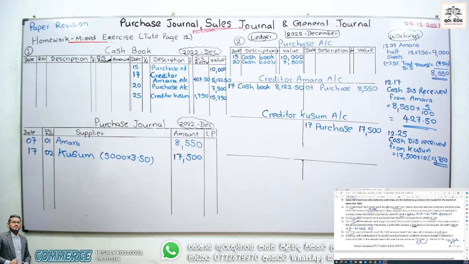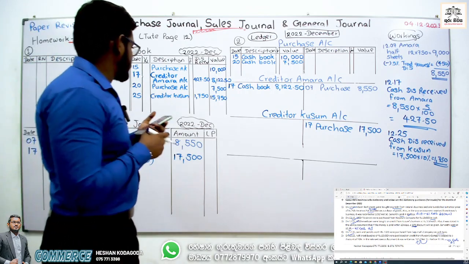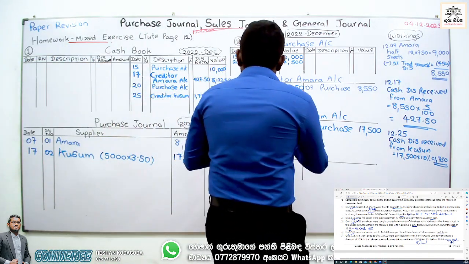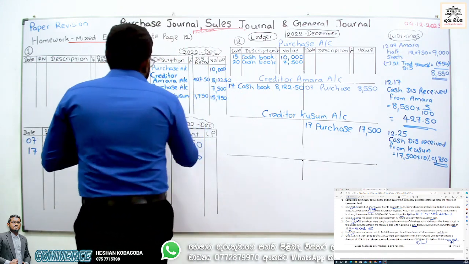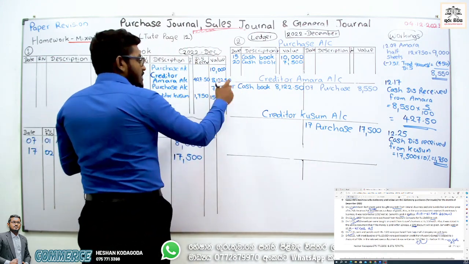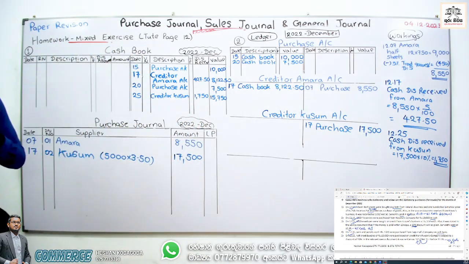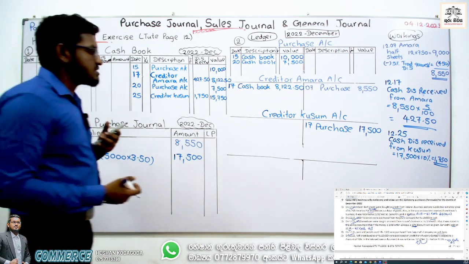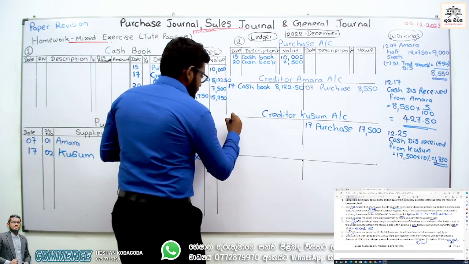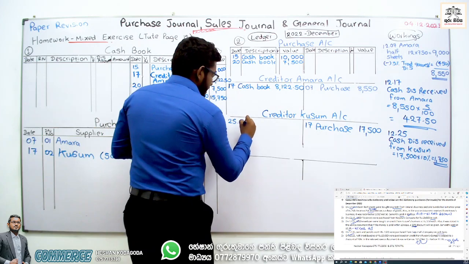So when it comes to this one, we debit the Kusum's account, cash book credit, only the value column. At the end of the month, we need to get the total of the discount column and we need to record both double entries, right? Okay. Guys, turn on the video. So 25th, you can write cash book.